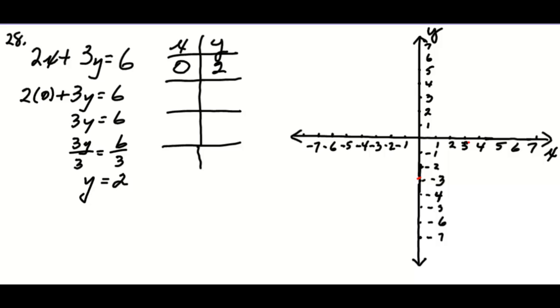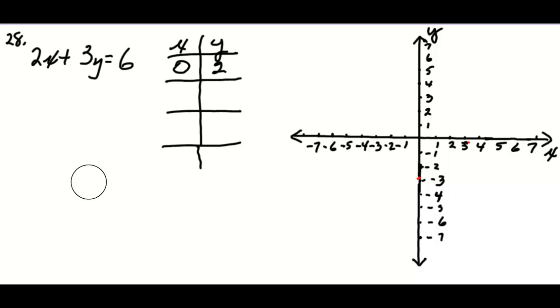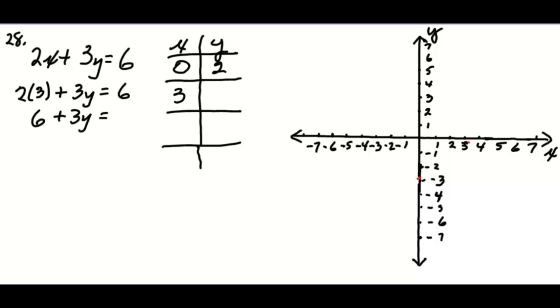All right? Now, I said multiples of whatever happens to be in front of the y. So you say, well, what's a multiple of 3? Well, 3 is a multiple of 3. So I'm going to take and put in x equals 3 and see what happens. 2 times 3 plus 3y equals 6. 6 plus 3y equals 6. Subtracting 6 from both sides, I get 3y equals 0. And now if I divide by 3, it doesn't matter, so y equals 0.